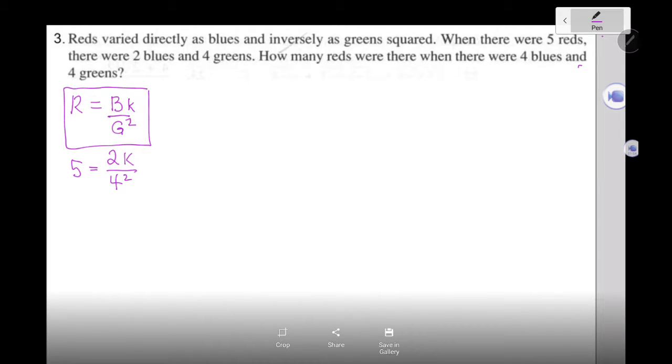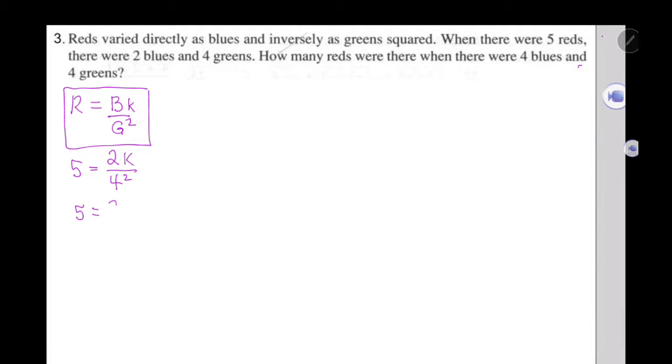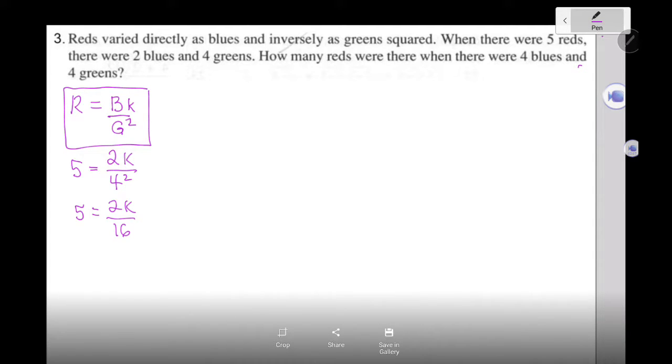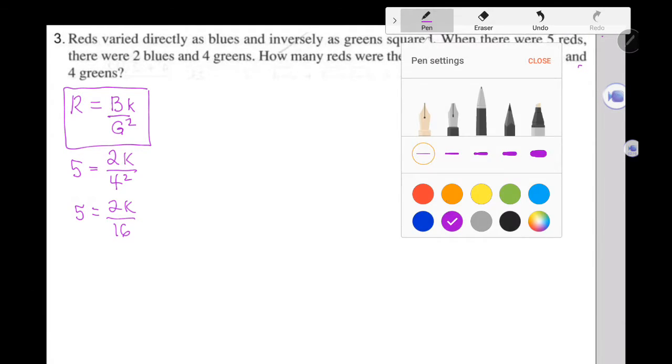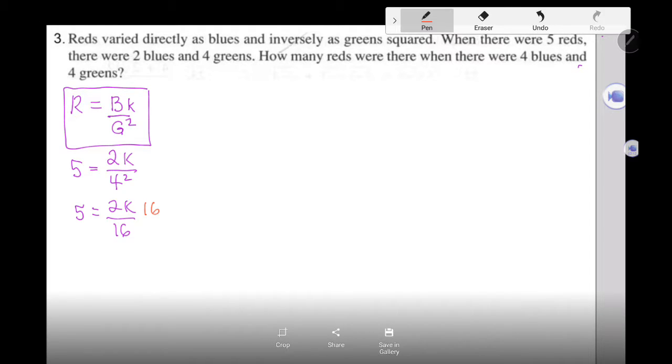And this gives me the opportunity, before I go on with the rest of the problem, to solve for my k. So I'm going to say 5 is equal to 2k over 16, because 4 squared is 16. Then I'm going to multiply both sides by 16, so that the 16 will cancel. 16 times 5 is 80, and that equals 2k. And then, of course, I'm going to divide by 2, and it turns out my k is equal to 40.